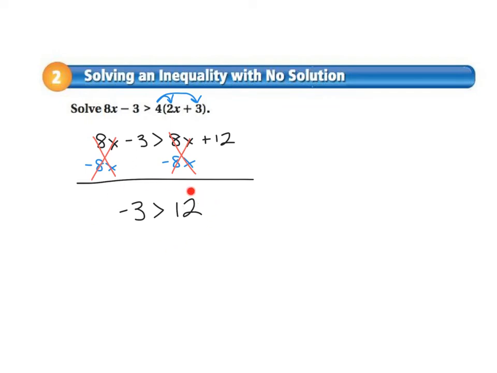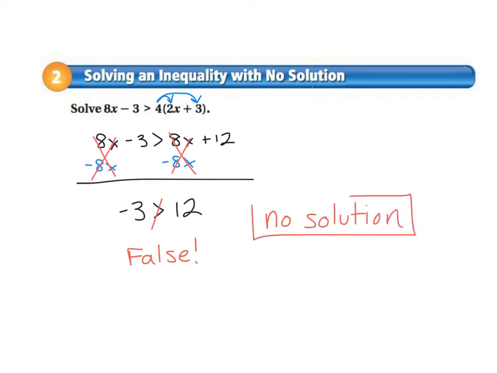So now we have to look at this statement. This statement says -3 is greater than 12. Well, we know that this is just not a true statement. It is false, which means we have no solution. So once again, if your variable disappears and you're left with a false or untrue statement, it means there are no solutions to this inequality.